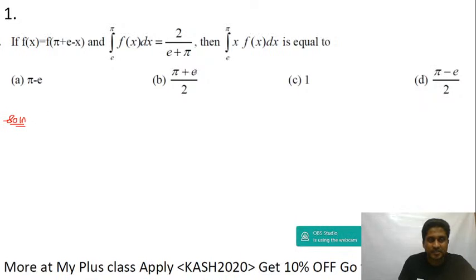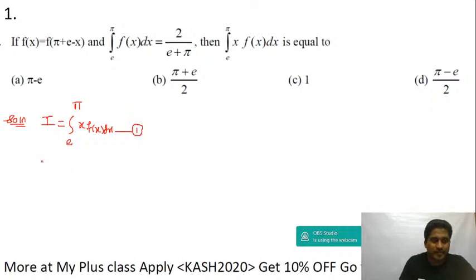Alright guys, now let me take this as I. I is equal to the integration from e to pi of x times f of x dx. Let's call this equation 1.